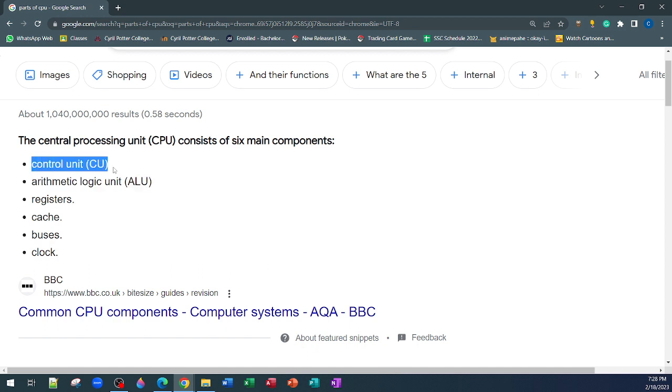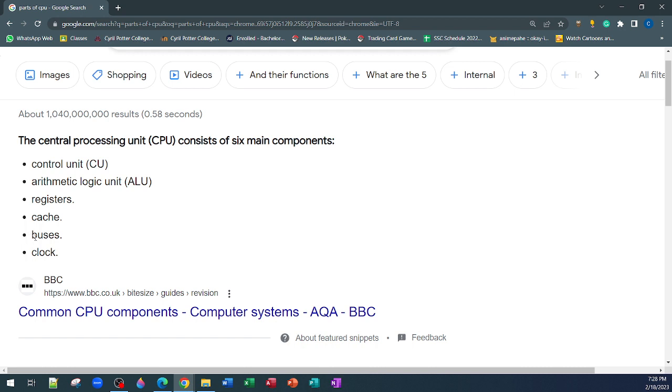So when you're transferring a file, when you're deleting a file, when you're moving something, anything else that doesn't relate to calculation is being handled by the control unit. Your CPU also has a component called the register. It has the cache, it has buses, and it has a clock. The clock is what is used to determine the speed of the CPU.